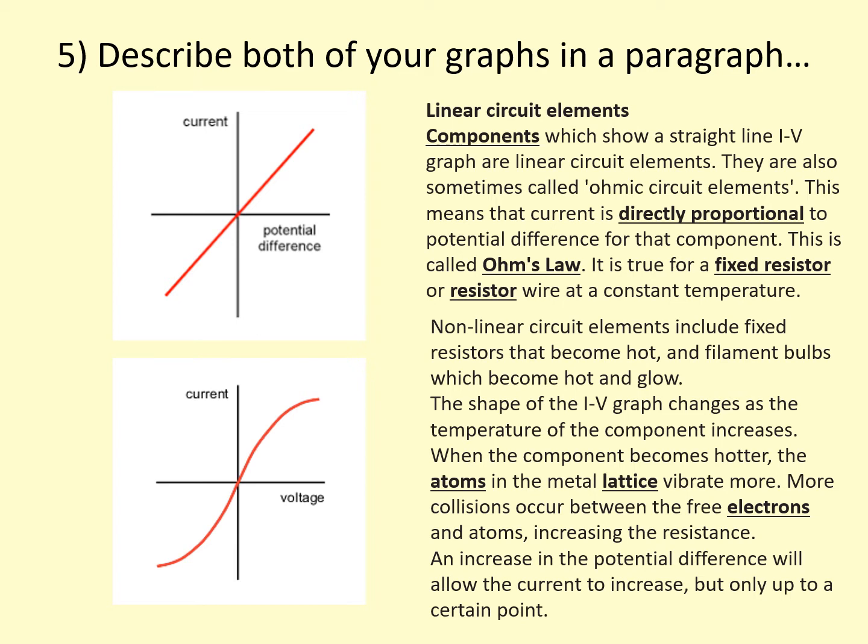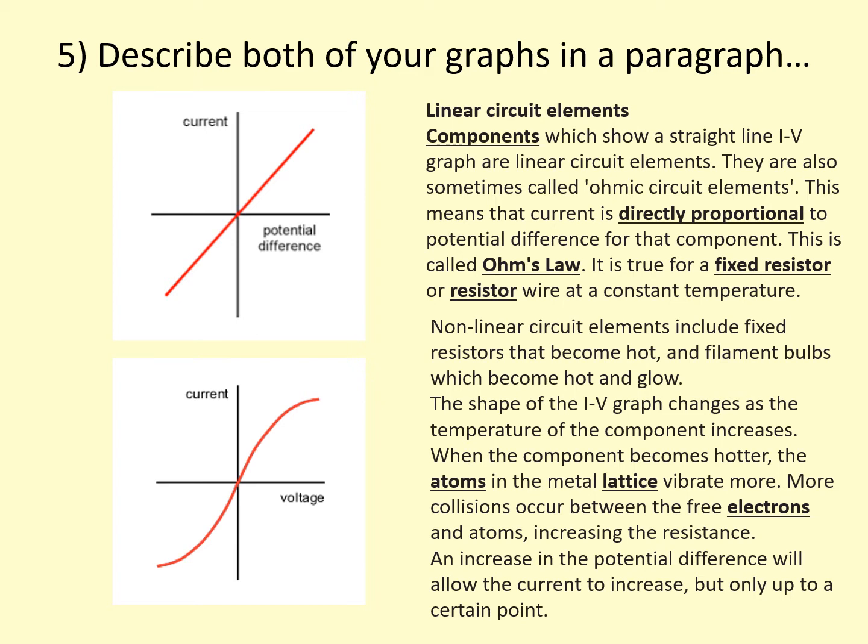If we were to explain that in a paragraph, we might write something like: components which show a straight line are often named linear circuit elements. They're also sometimes called ohmic conductors. This means that the current is directly proportional to the potential difference for that component. So as the voltage increases, the current increases by the same amount. This is called Ohm's law, so this component is obeying Ohm's law perfectly. It's true for fixed resistors or resistor wires, but it is important that the temperature stays constant, because if the component gets hot, then it will not produce a linear graph as shown.